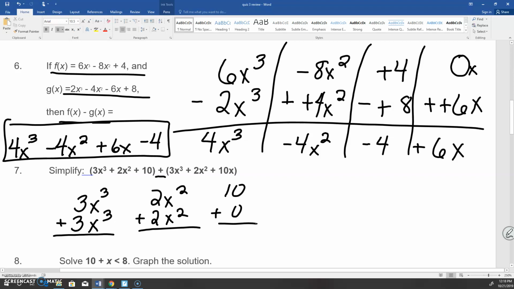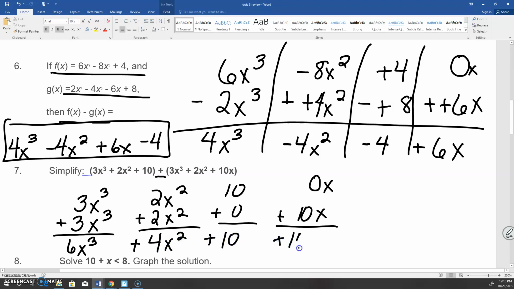And then the second equation has that 10x, but the first one doesn't. So what do I put up here? 0x. So I have 6x cubed. 2 plus 2 is 4x squared. I have a positive 10 and a positive 10x. Is it written in the right order?